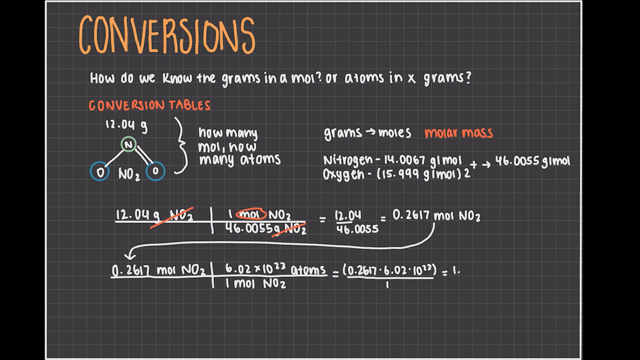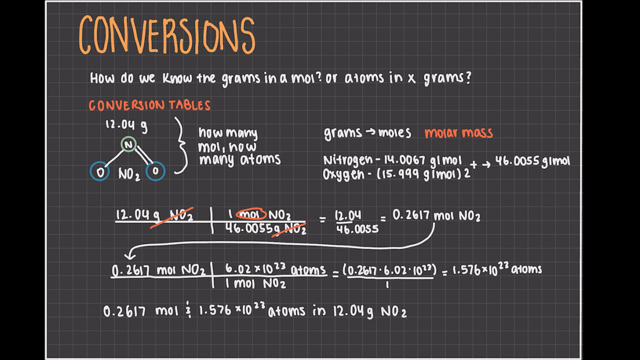After doing the math, we're left with 1.576 times 10 to the 23rd atoms. So there's both 0.2617 moles and 1.576 times 10 to the 23rd atoms in 12.04 grams of NO2.